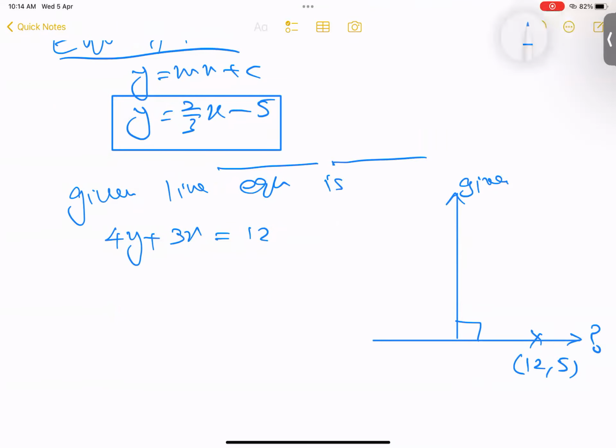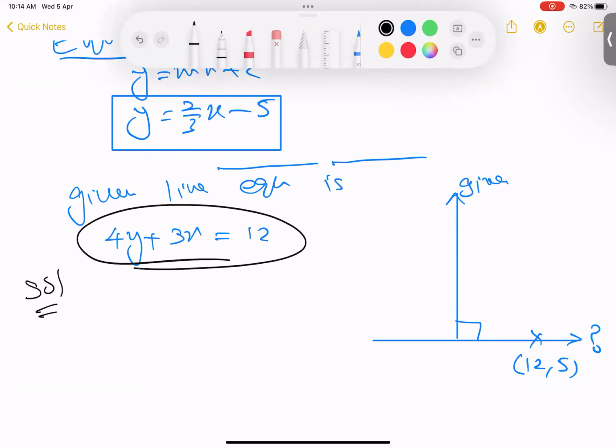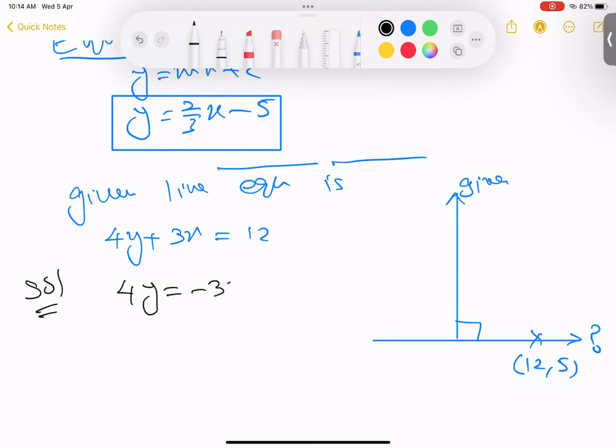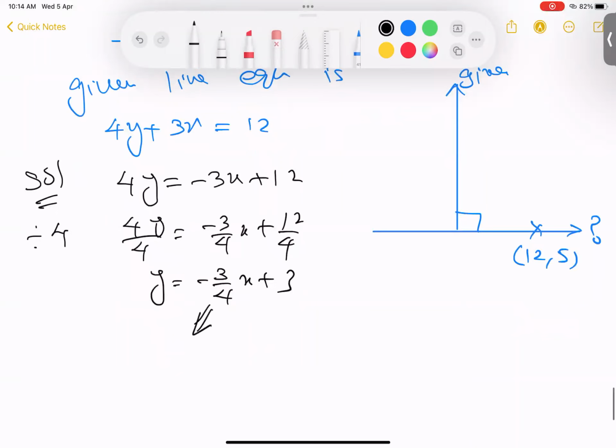All of you get ready. First of all, I'm starting here. Job number 1: whenever an equation of a line is given, you need m, the gradient. Make y the subject. Divide by 4 here, and divide by 4 here. So I got y equals minus 3 upon 4 x plus 3. And this number is called the gradient.